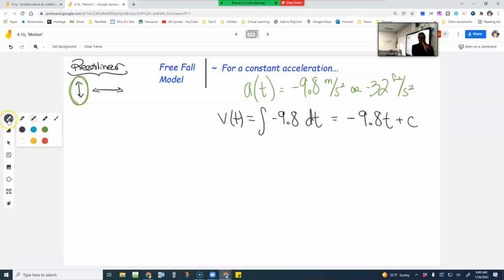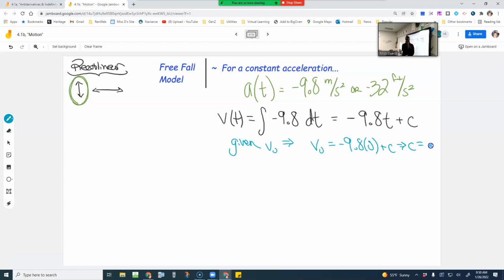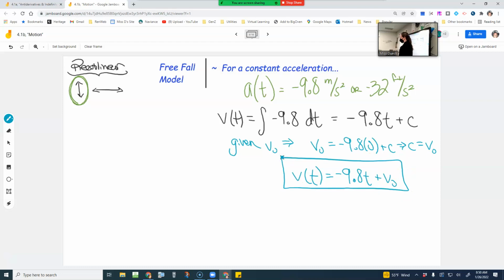But if we have this special guy called initial velocity, we can say that initial velocity is going to equal the velocity when time is 0. So guess what? C is just v sub naught. And that lands us at an equation for velocity, which is v of t equals negative 9.8 t plus initial velocity. When we're dealing with only gravity.